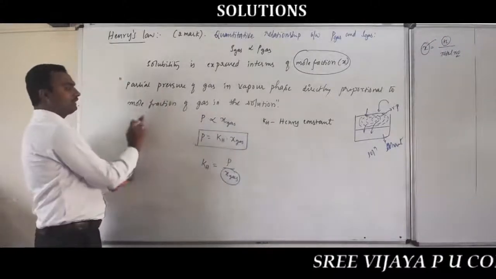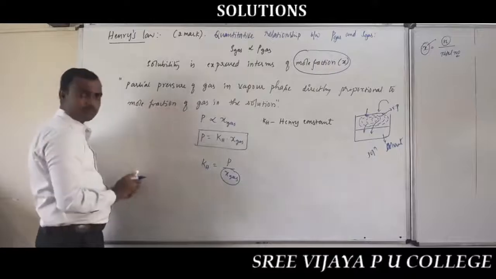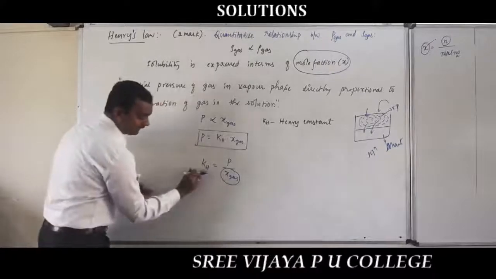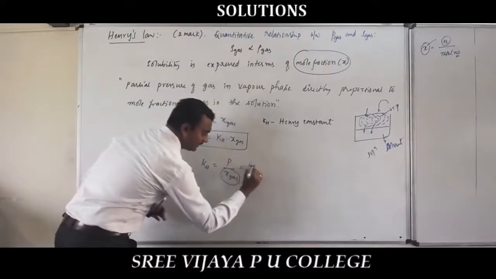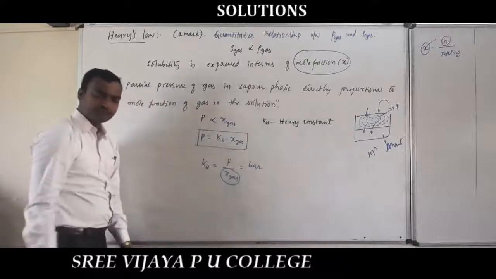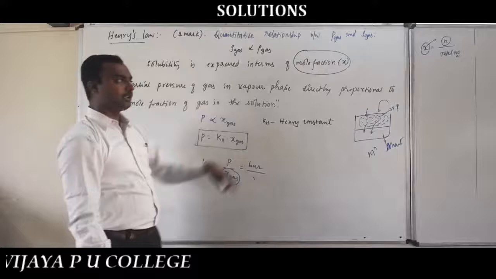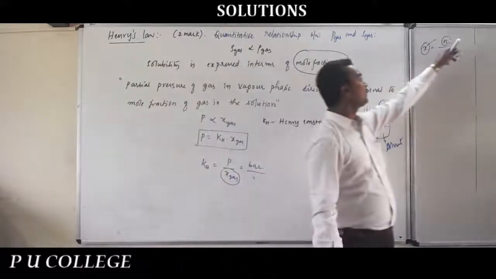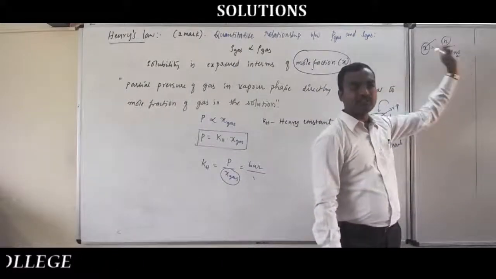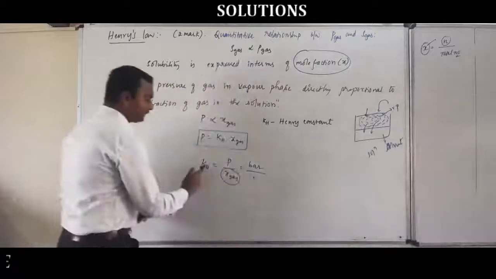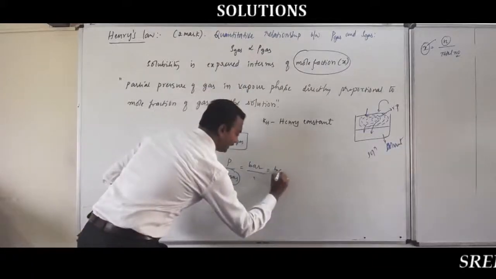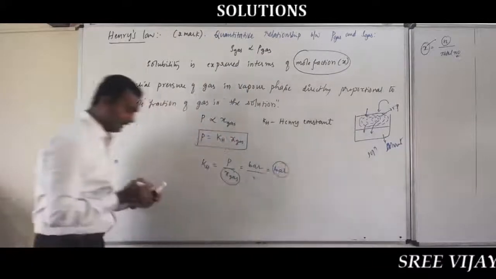Because when we define it, solubility is expressed in terms of mole fraction. Now for the unit, pressure is taken as bar, the unit of pressure. And does mole fraction have a unit? No, it has no unit. Mole fraction is the number of moles divided by the total number of moles, so it is unitless. So what is the unit of Kh? That is bar. Bar is the unit of Kh.